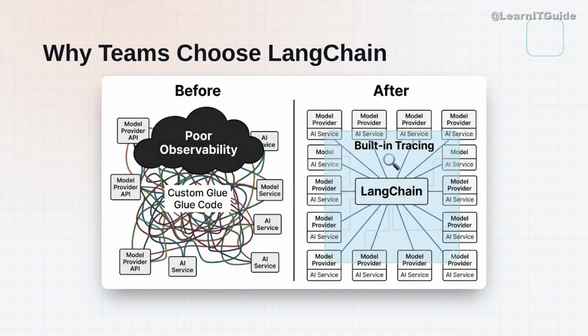Who actually benefits from this? If you are a backend engineer, you stop writing custom glue code for every model provider. If you're a team lead, you can enforce standard patterns across all your AI services. And if you are an SRE, you get better observability because LangChain has built-in tracing. It turns AI development from a chaotic experiment into a structured engineering task.